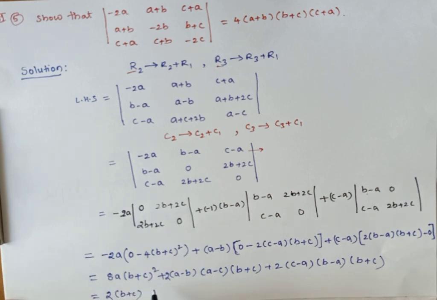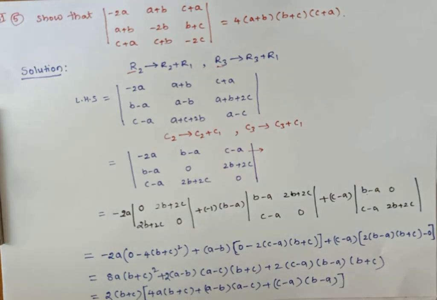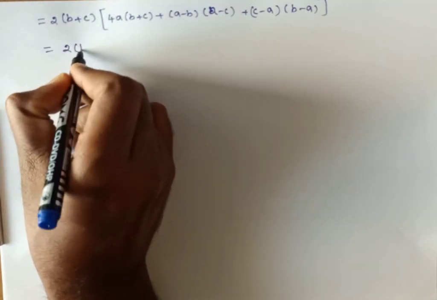So if we take 2 times of b plus c, then the remaining part is 4a into b plus c, right? 4a into b plus c. Here it is a minus b into a minus c. Here c minus a into b minus a, right? Next, equals 2 times of b plus c.